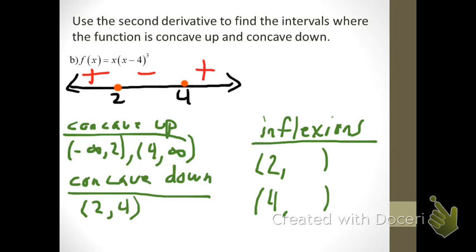And you can simply find out what f of 2 and f of 4 are in order to determine what those exact points are. And you'll find that those points are 2, negative 16, as well as 4, 0.